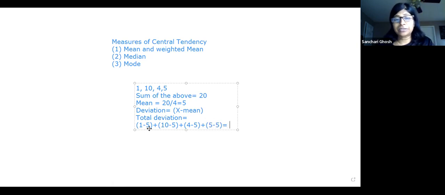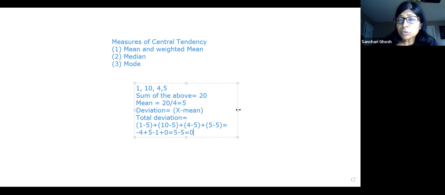So this is negative 4, plus 5, plus a negative 1, plus 0. So the total is 0. Every time you do something like this, be it a fractional average or something else, the sum of the deviations from the mean is always going to be 0.